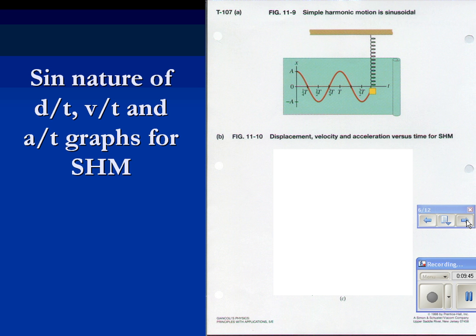So we talked about this a little bit before, but remember that simple harmonic motion is related to sine and cosine functions. It's related to these wave functions. So this is the relationship between SHM and waves.